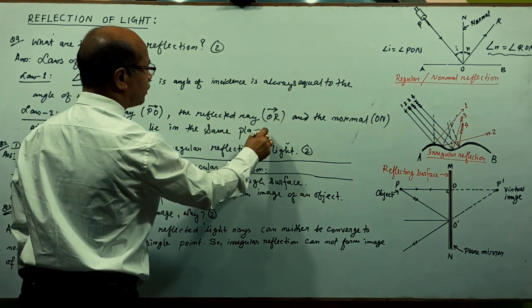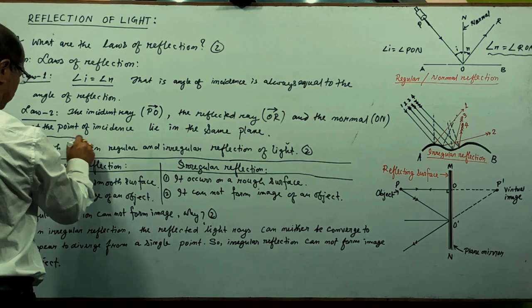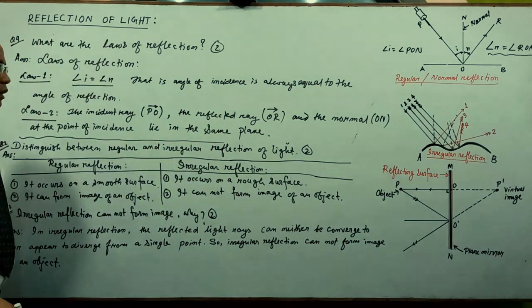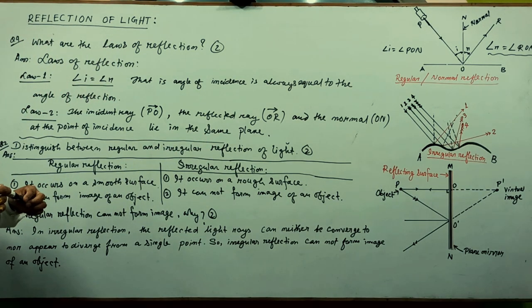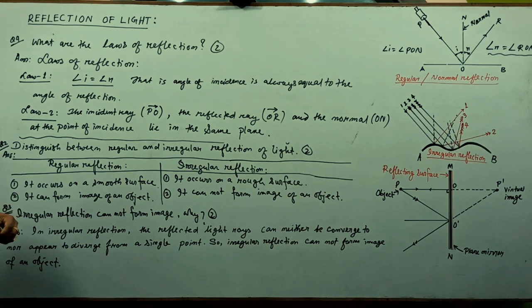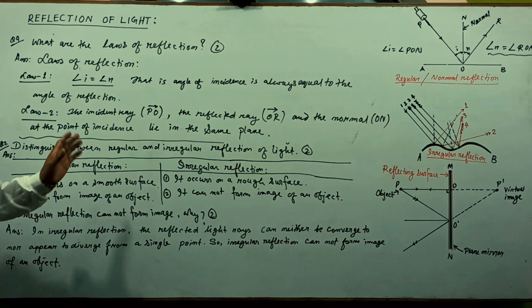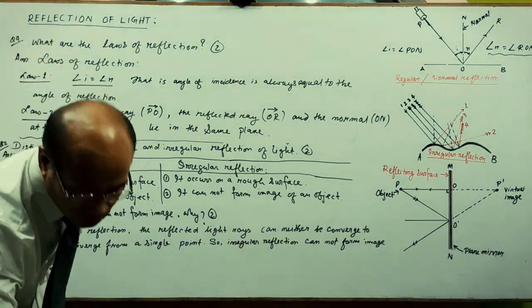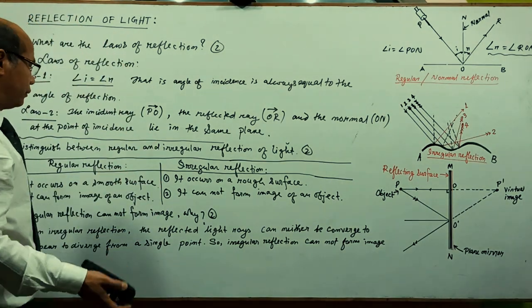This is the second law. The incident ray, the reflected ray and the normal at the point of incidence lie in the same plane. That is the second law of reflection.